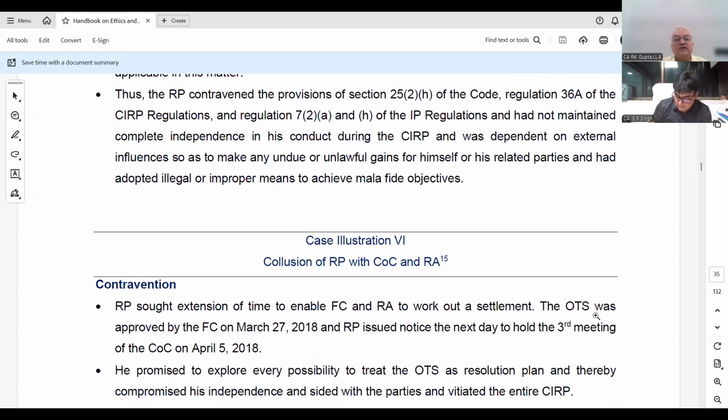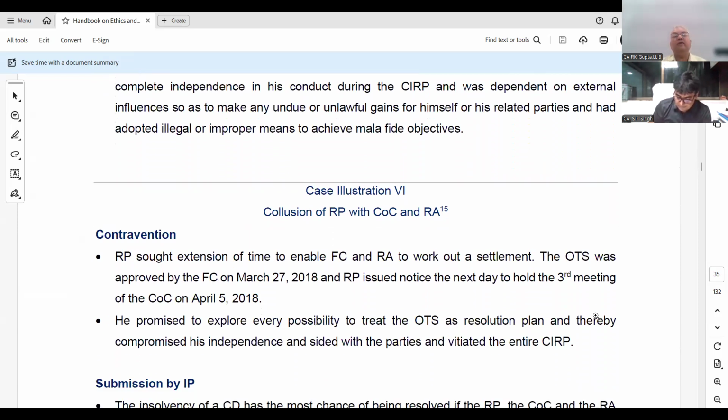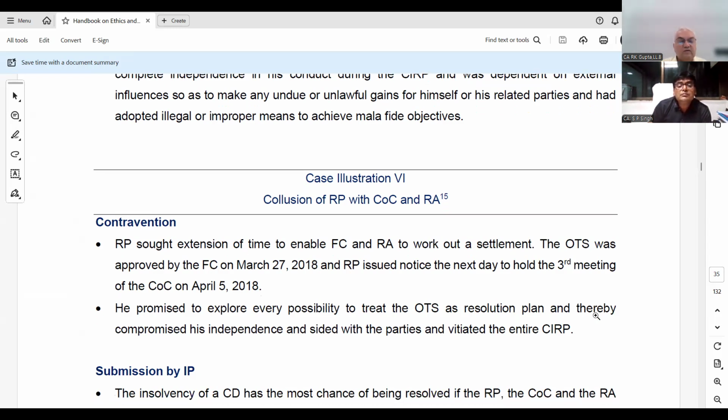Collusion of RP with COC and resolution applicant. So the RP sought extension of time to enable the FC and RA to work out a settlement. The OTS was approved by the FC on March 27 and the RP issued notice the next day to hold the third meeting of the COC on 5th April 2018. He promised to explore every possibility to treat the OTS as a resolution plan, and thereby compromised his independence, sided with the parties and vitiated the entire CIRP. Okay? What was the submission?